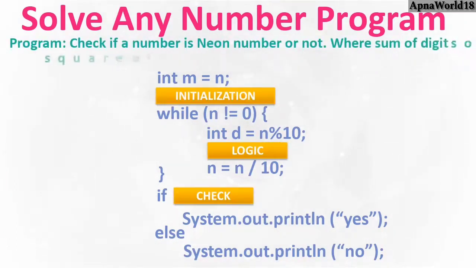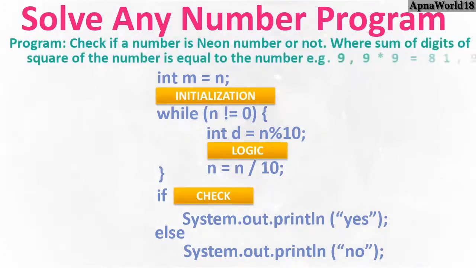A neon number is a number where the sum of digits of the square of the number is equal to the number. For example, if the input number is n, its square is n multiplied by n. For 9, the square is 81. When you add the digits of 81, you again get 9. Here do note that you do not have to find the sum of digits of the number. You have to find the sum of digits of the square of the number and then compare it with the original number.